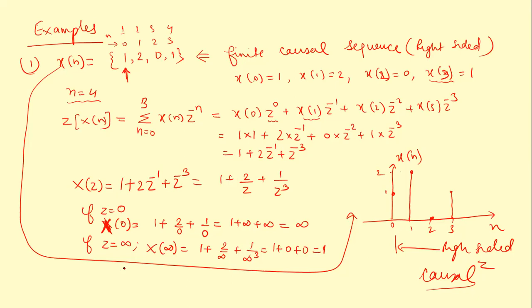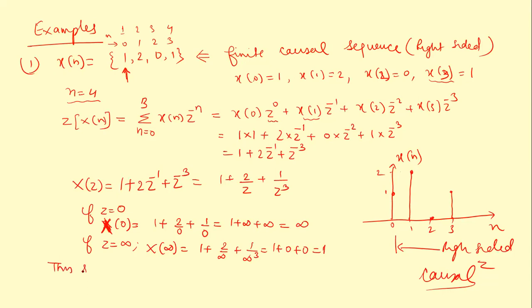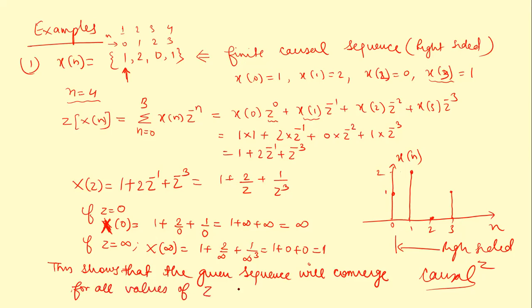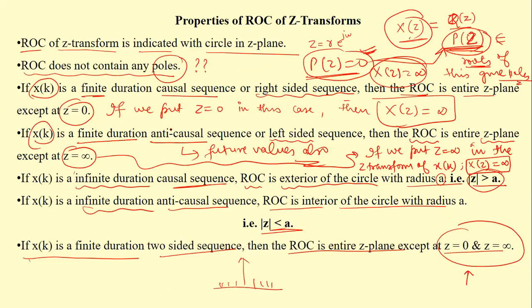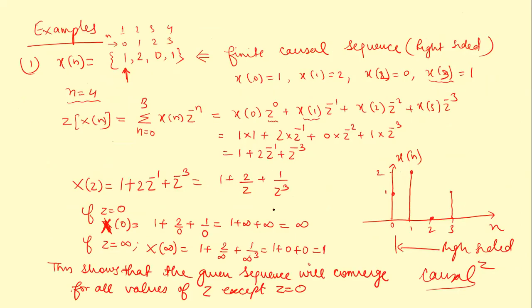So this shows that the given sequence will converge for all values of z except z equal to 0. Hence it is proved. Read property number 3: if xk is a finite duration causal sequence or right-sided sequence, then the RoC is the entire z plane except z equal to 0. So this particular sequence will converge for all the values of z except z equal to 0. Hence it is proved here, right?